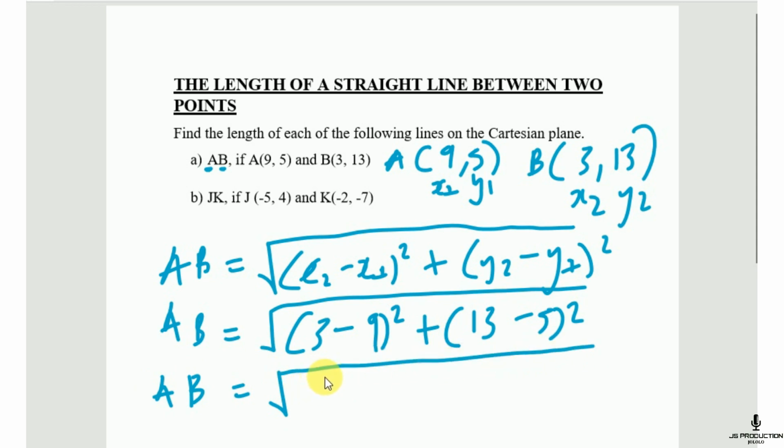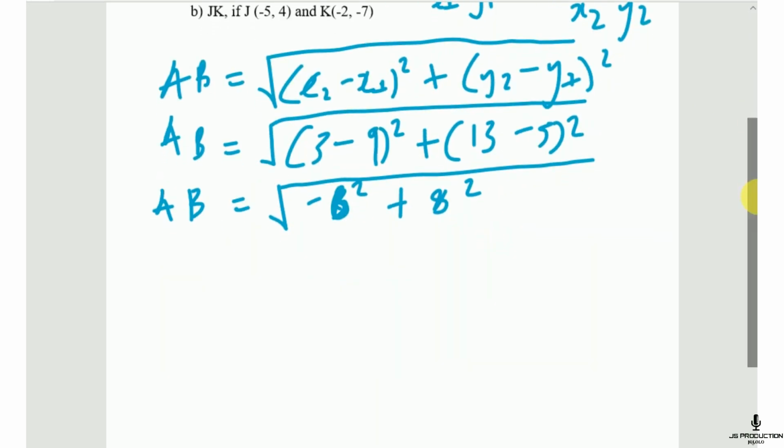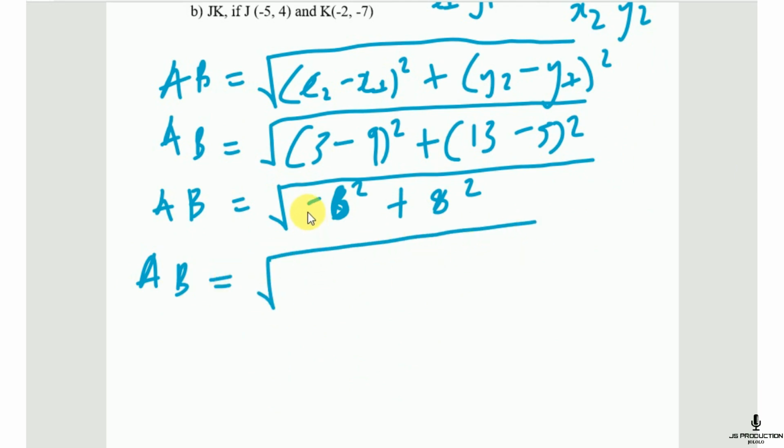So 3 minus 9, we are going to have a negative 6 squared plus 13 minus 5, that's 8. So we're going to have 8 squared. So we have that. So we can say AB is equal to negative 6 times negative 6, that's 36, then plus 8 multiplied by 8, that's 64.